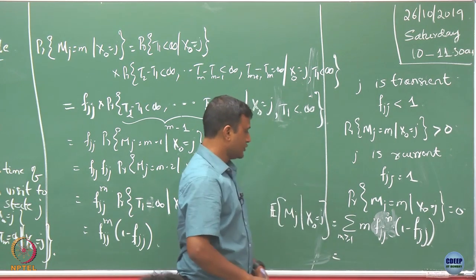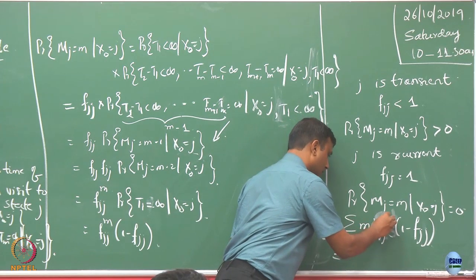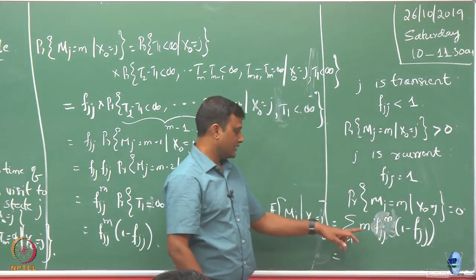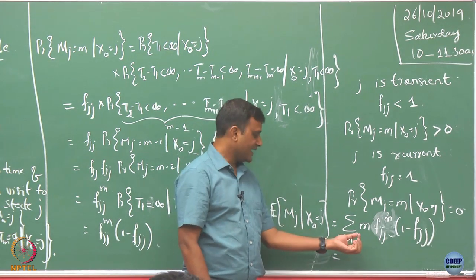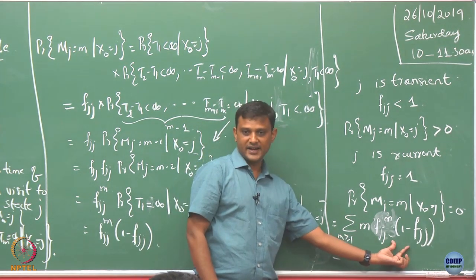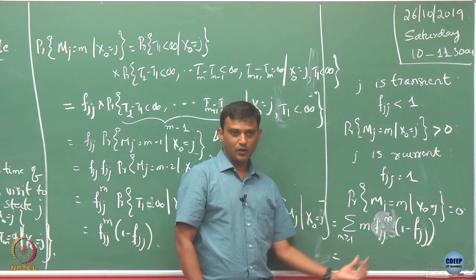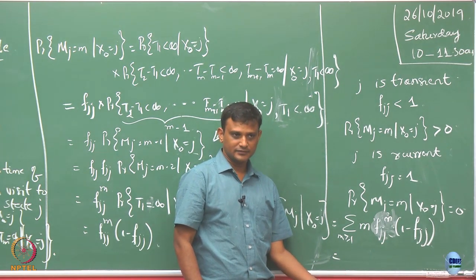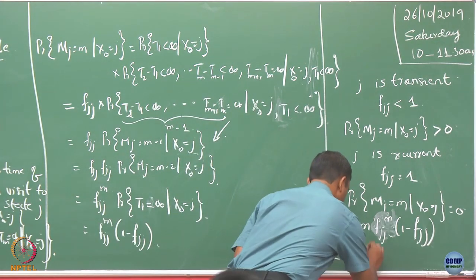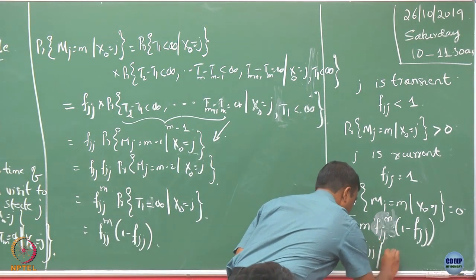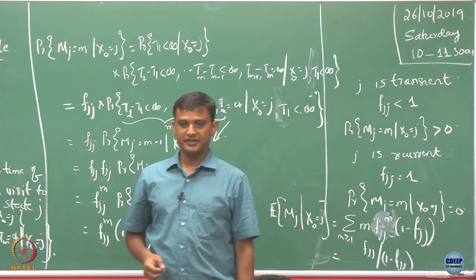Can somebody quickly compute this and tell me what this expected value is going to be? Is this expected value correct here? I take value m with this probability, right? So, that is why this is the expression. Now, what is its value? You can check that this value will turn out to be fjj divided by 1 minus fjj.